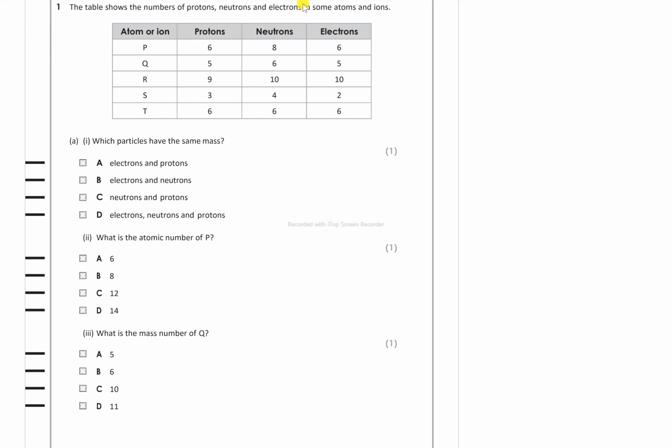Right. Which particles have the same mass? Oh, okay. I was looking at the table. Right. Neutrons and protons. Remember we said electrons are a fraction. They're not a half. They're 1/1840. And I tend to remember 1 over 2000. So they're very, very small.